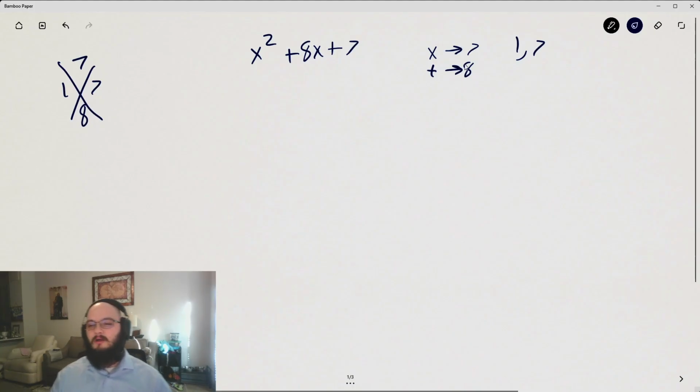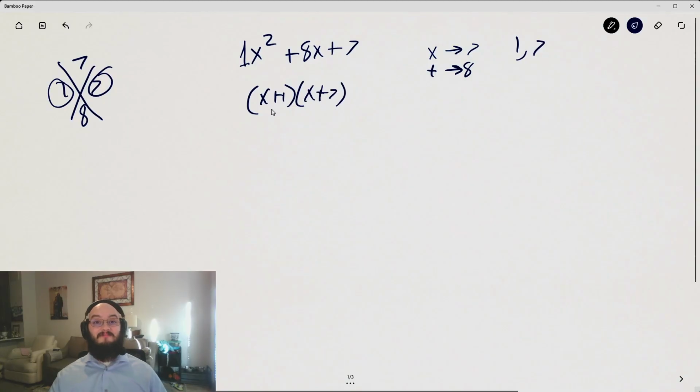They multiply to make 7, add together to make 8. I'll use this from now on just to keep things more organized, but as you get more practice in, you'll start to mentally keep track of things and do your expansions like that. So we have 1 and we have 7. Those are our key numbers. Since the a value for x squared is 1, we can use just our key numbers to write our factors. We'll write it as x plus 1 and x plus 7. And that's it. That's the factored form of this quadratic. Let's take a look at the next example.